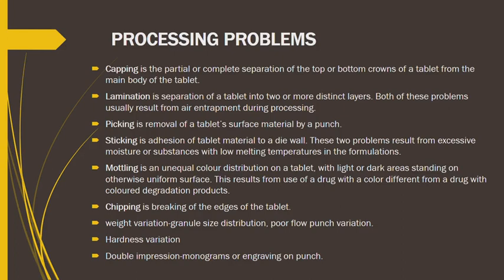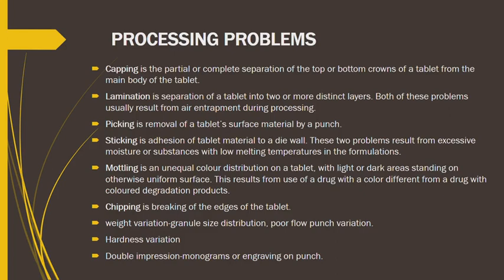Second problem which arises is the lamination. Lamination is separation of tablet into two or more distinct layers. Both of these problems usually result from air entrapment during the processing. So, in lamination, the tablet is chipped off into many layers, causing problems in the tablet. This can happen due to air trapping during manufacturing.